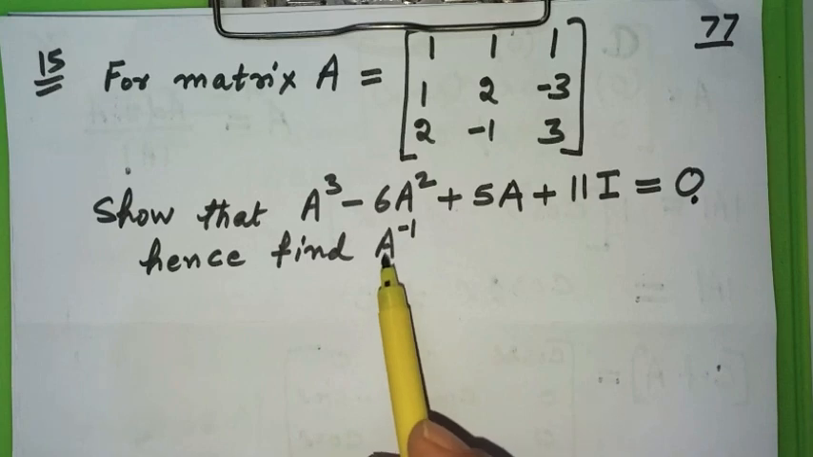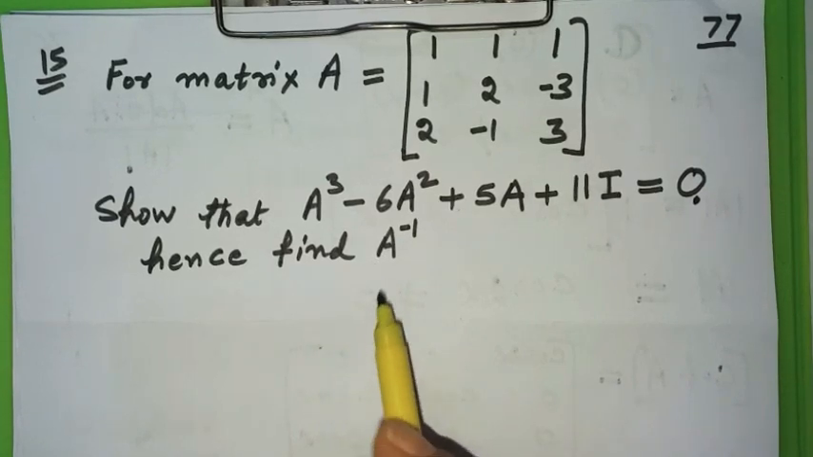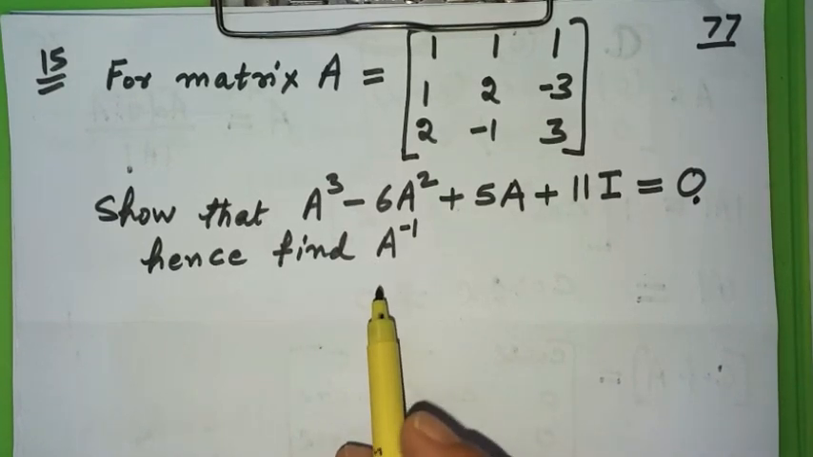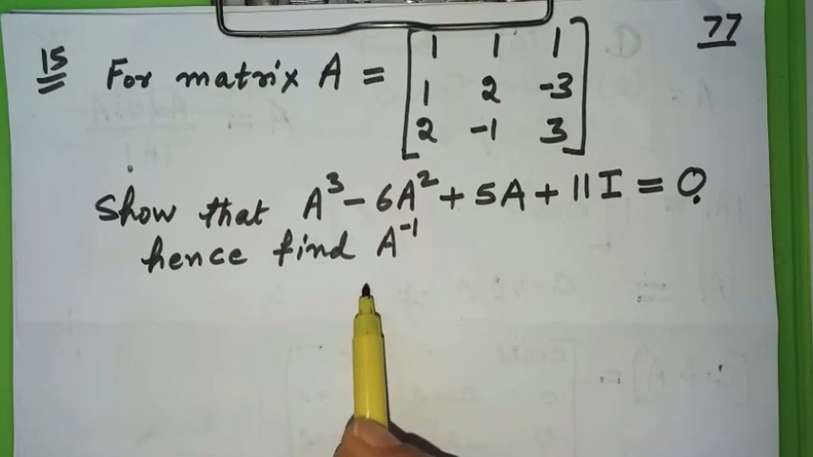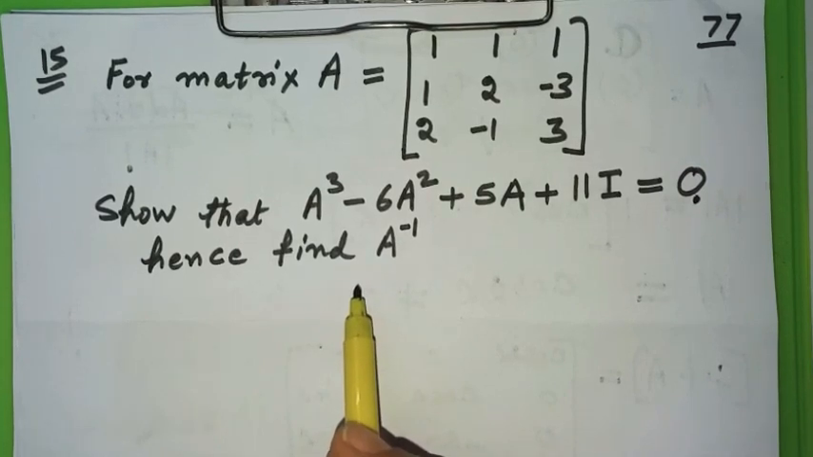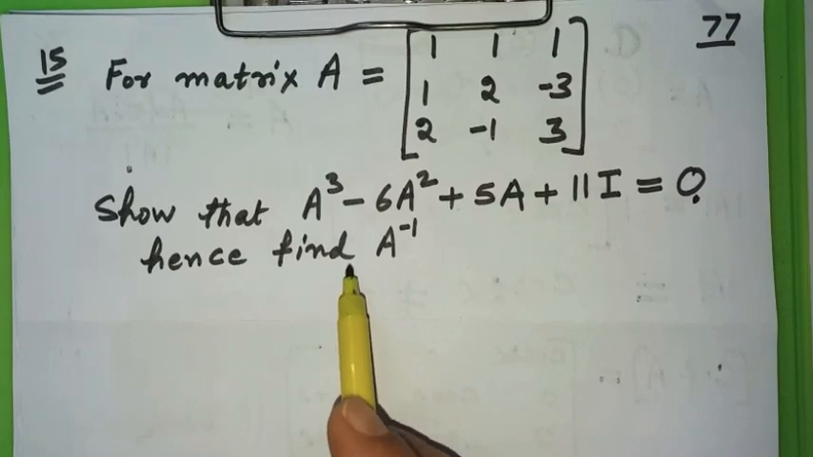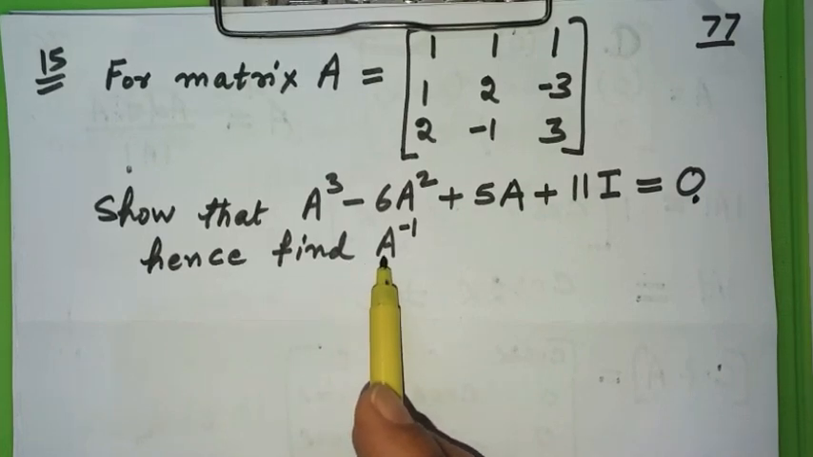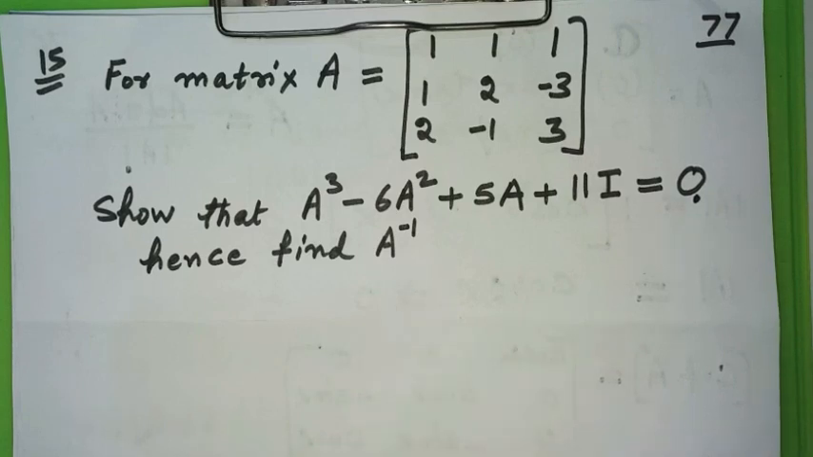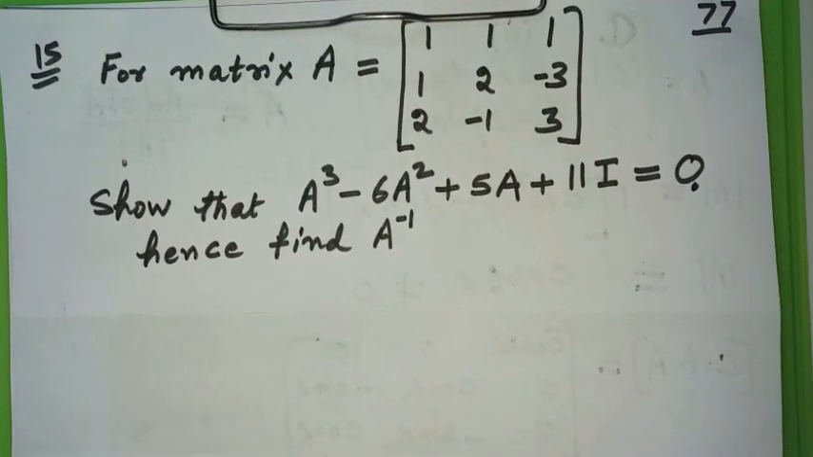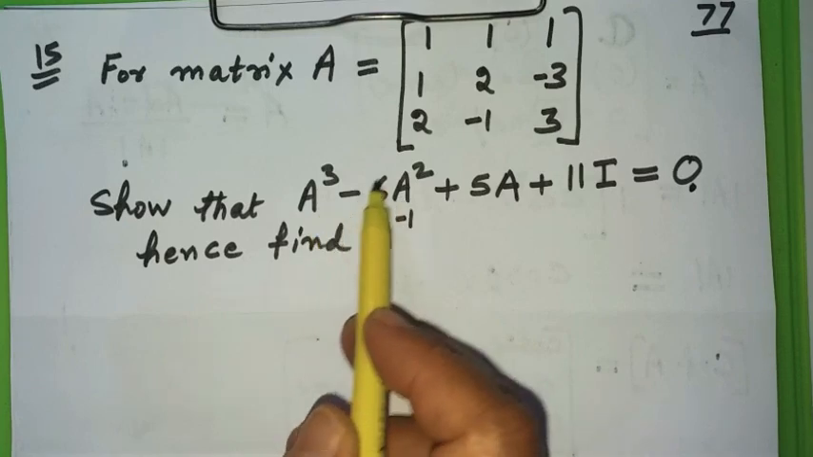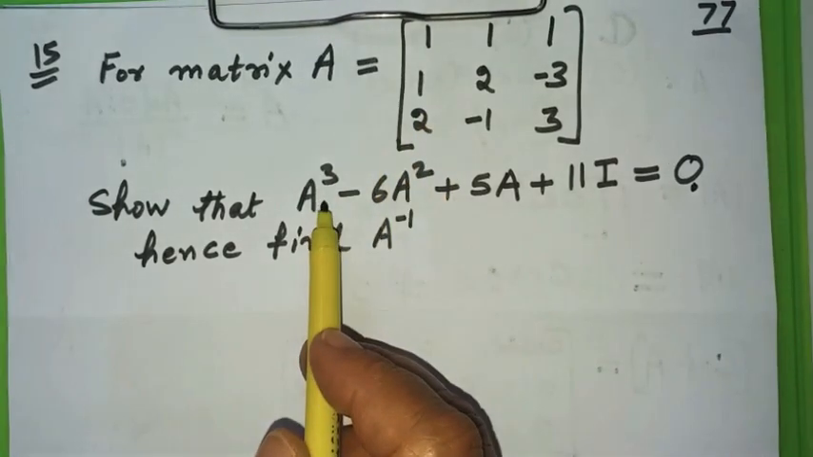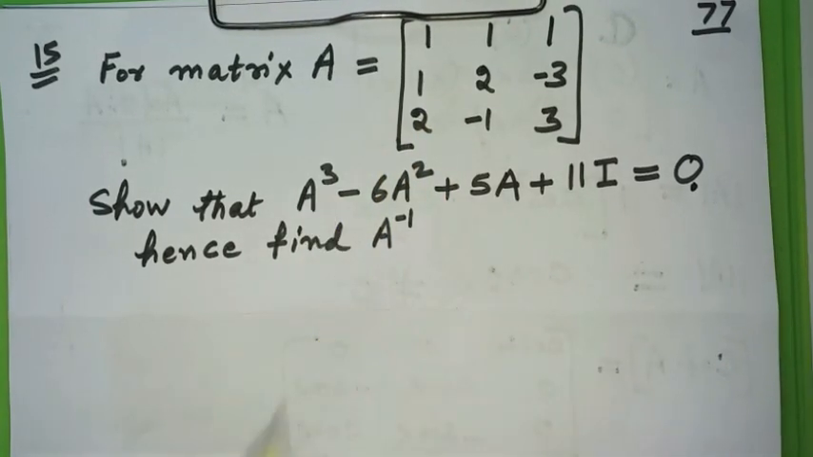The first method of finding the inverse you have learned was by elementary operations, and the second method you have learned right now, that was adjoint of A divided by determinant of A, and this is the third method of finding the inverse of a matrix that we are going to learn in this question. So let us first find out the values of A square and A cube. A square means we multiply A with A, and A cube means we multiply A square with A.